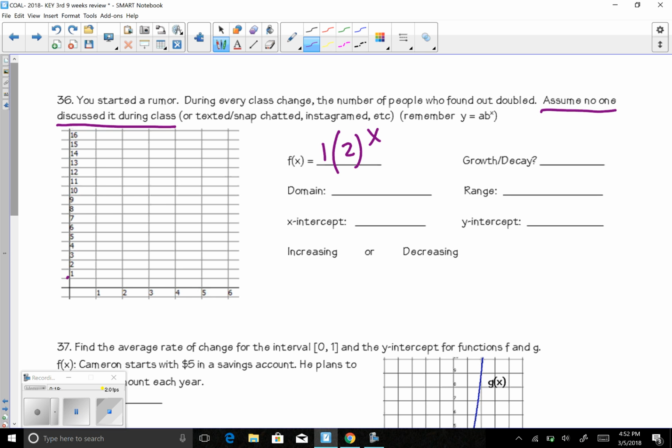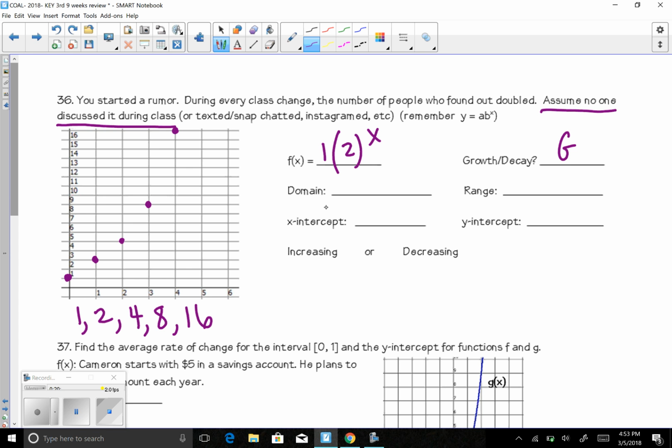So after 0 class changes, you're the first person. So you've got 1, and then times 2 is 2, times 2 is 4, times 2 is 8, 16. So (1, 2), (2, 4), (3, 8), (4, 16). Okay, so there's your points. It's growth, and you wouldn't connect the dots because you're not talking in between class, right?